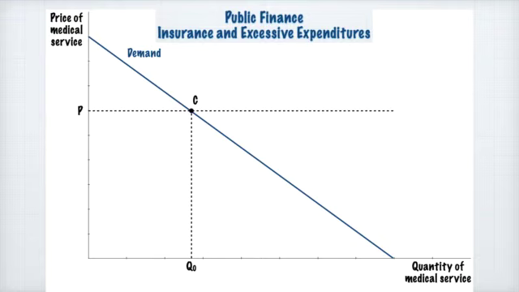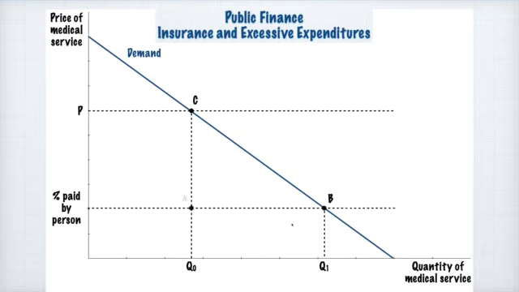So this initial representation is just for an individual who does not have any insurance. Given this price of P, they will demand Q0 as a quantity of medical service. Now let's say they get insurance where they have to pay, let's say, 20% of their costs. So that's called coinsurance. So you're responsible for 20%, your insurance company is responsible for the other 80%. So we take that percentage paid by the person and go across to the demand curve. That intersects at point B, and that gives us a quantity of Q1.